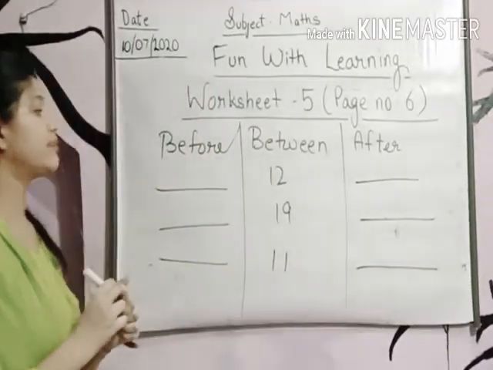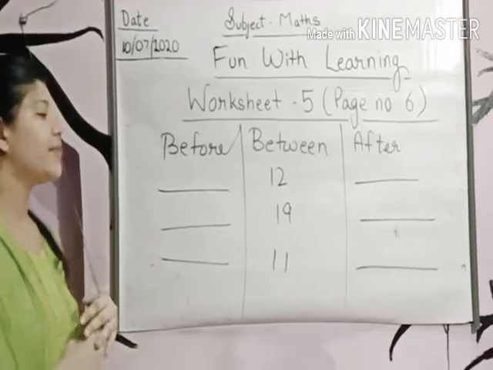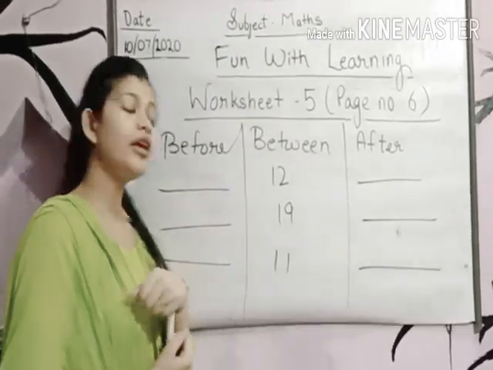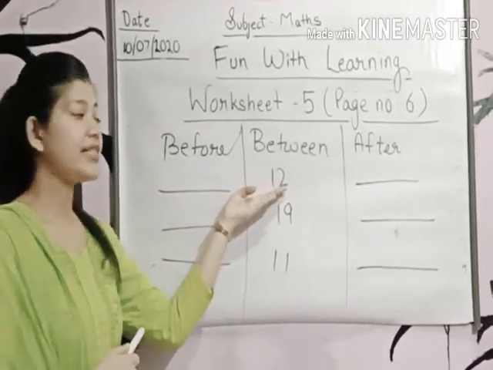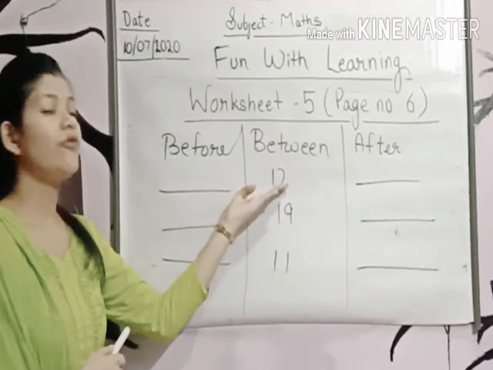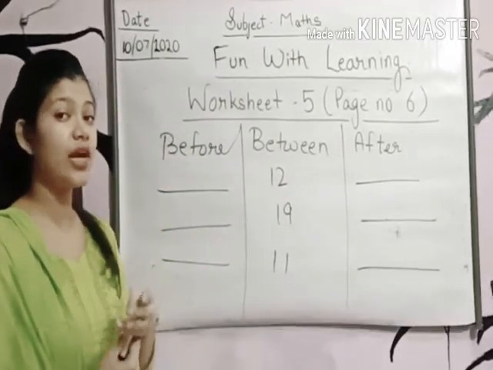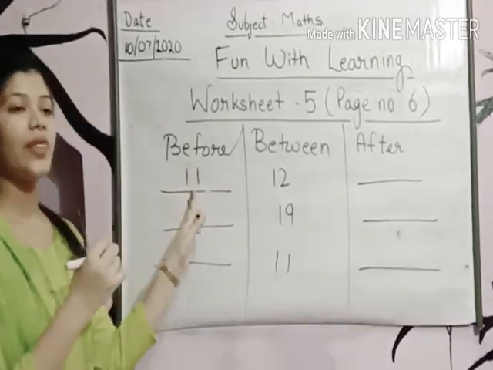Now see students, before number means one step back. Yes, means you have to come one step back from a given number. So what is the given number? The given number is 12. Yes, now what will you do? You will come one step back from the number 12. That is, what will come before 12? 11. So we will fill over here 11.